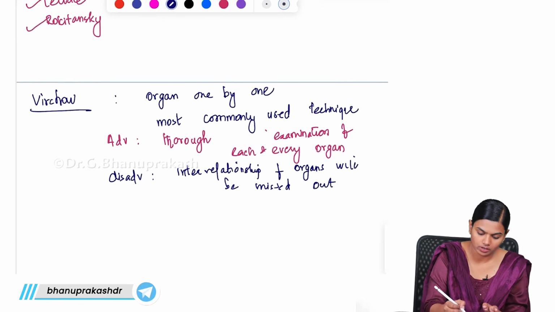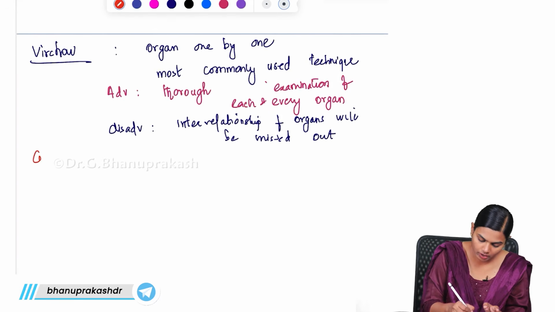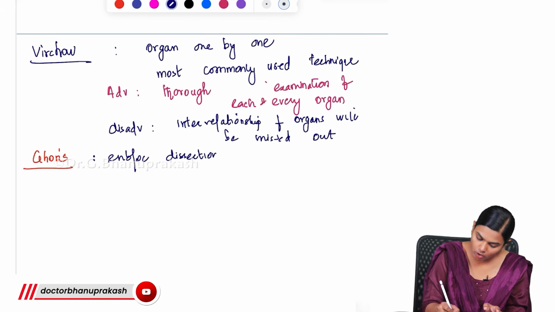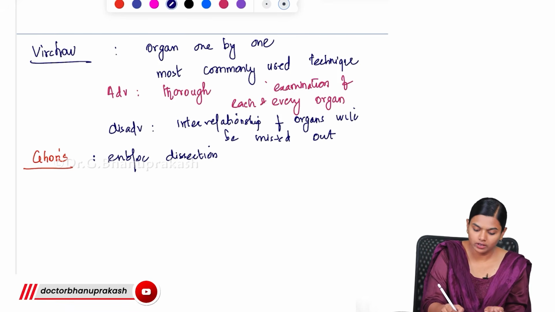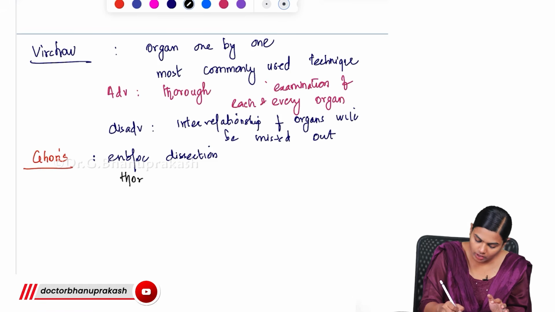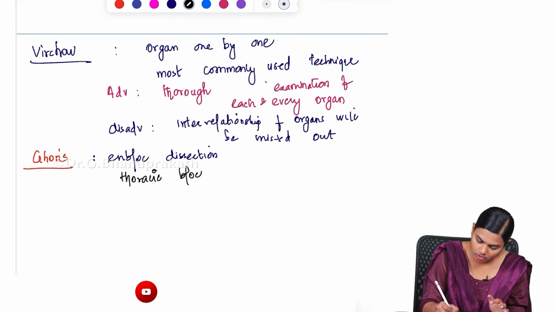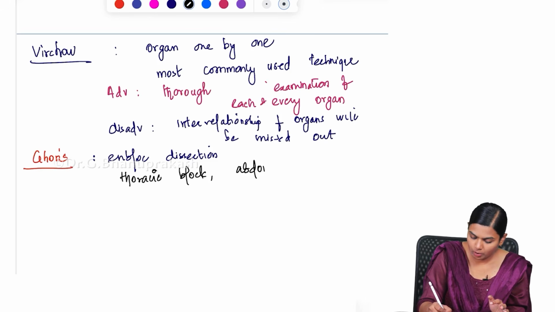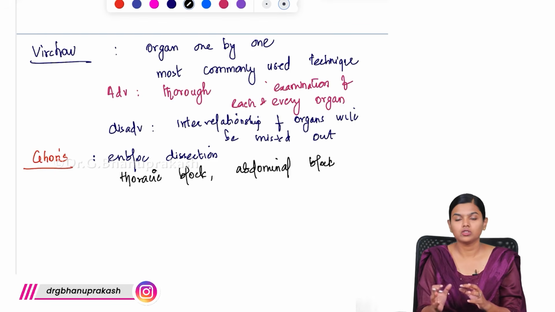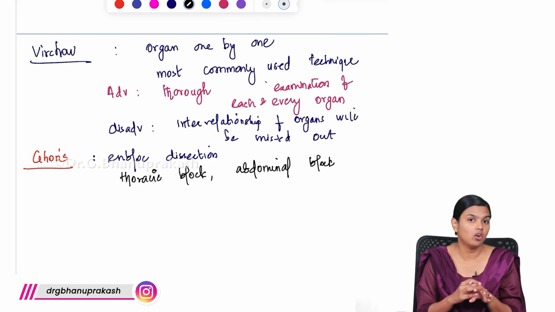Up next we have Ghon's technique. Here you will do an en bloc dissection. What we mean by en bloc is that you take out blocks of organs: the thoracic block, the abdominal block, taking them out system-wise in blocks. This kind of technique is known as Ghon's technique.